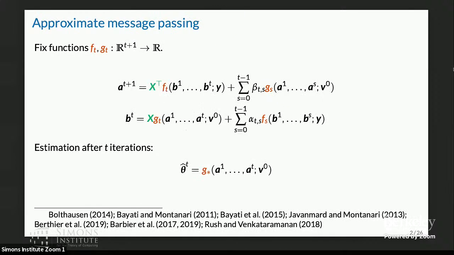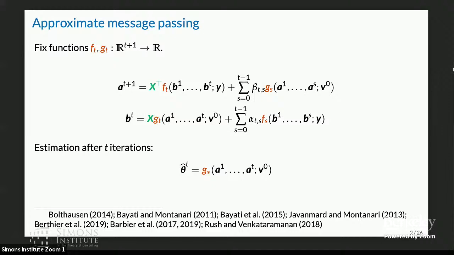Okay, so there are several iterative algorithms that you could use for estimating theta. A class of algorithms that has come up several times in this workshop is approximate message passing, which takes this form. So we're going to keep track of the sequence of iterates B in n dimensions and iterates A in p dimensions. And the AMP algorithm is going to be fixed by a choice of f and g for each time iterate t.